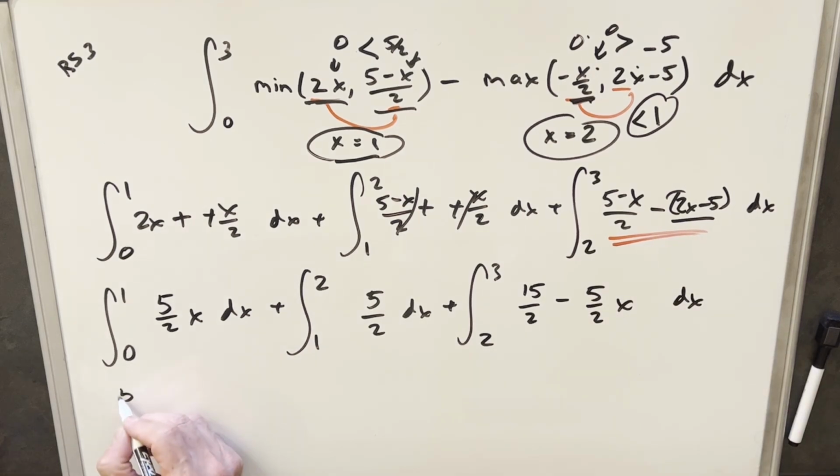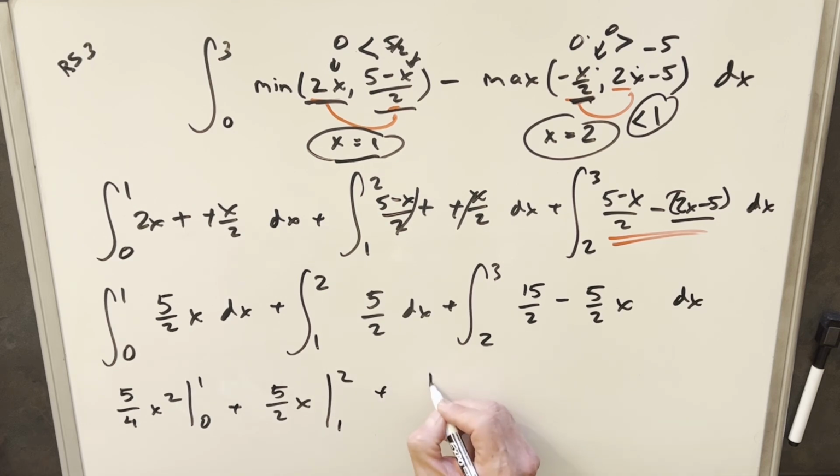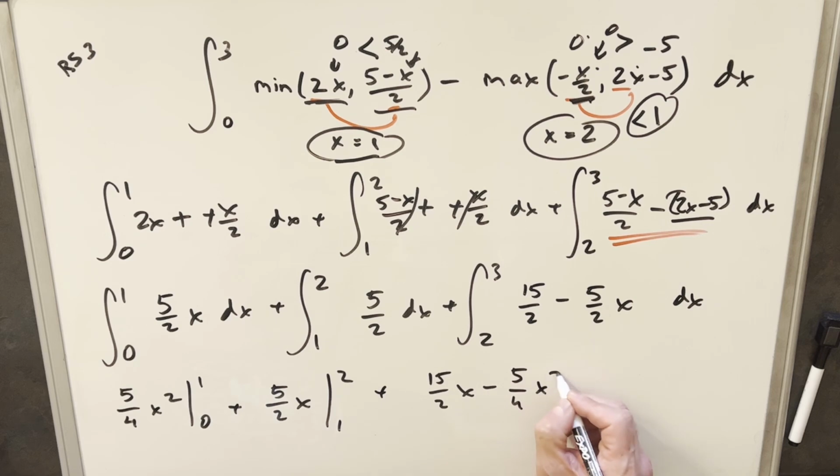And then we can just integrate this thing. So for the first one, this is going to be just power rule. We'll have 5/4 x squared evaluated from 0 to 1. And then this one, of course, is going to be 5 halves x evaluated from 1 to 2. And then this one's going to be 15 halves x minus 5/4 x squared evaluated from 2 to 3.